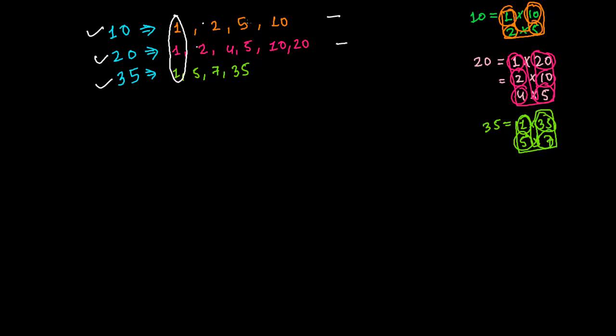Now the 5. Here is 5, here is also 5, here is also 5. So yes, 5 is in all three, so 5 is our next common factor. Another one, 10. It's here, and here is also 10, but it is not in 35. So we have our common factors: 1 and 5. Just these two are the common factors between 10, 20, and 35.